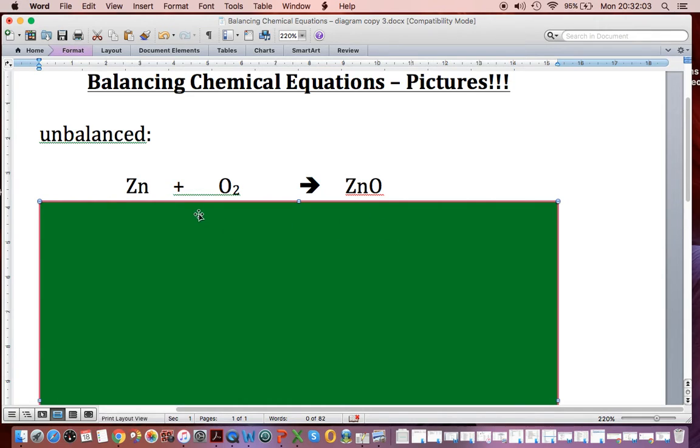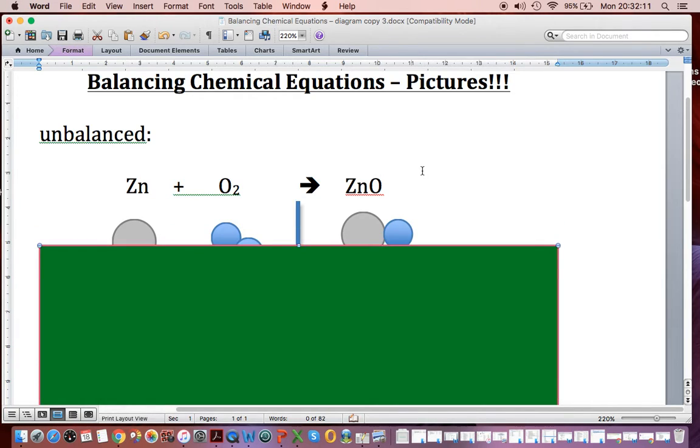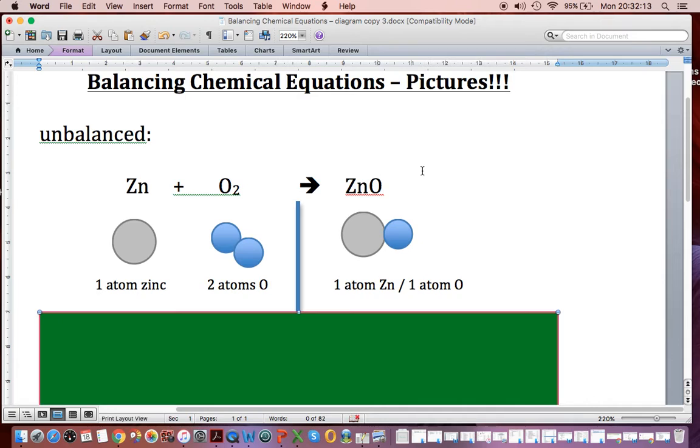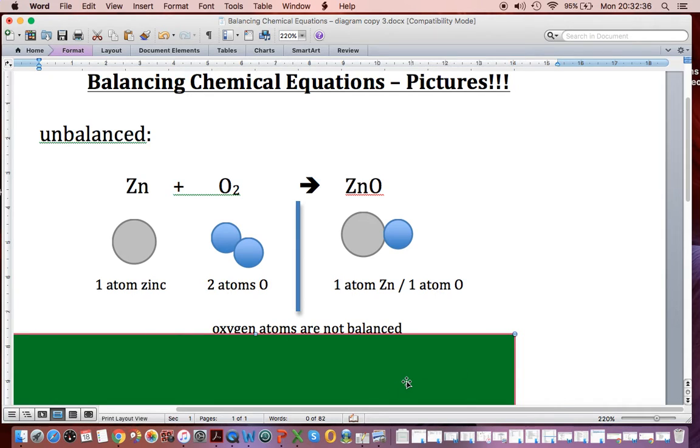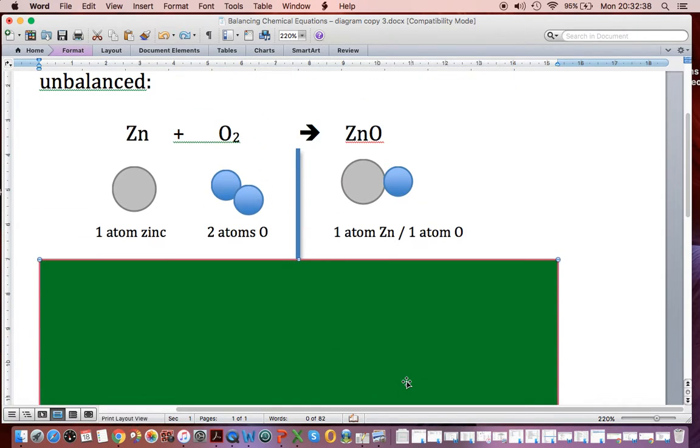So here we have zinc plus oxygen becomes zinc oxide. By now you would know that's a combustion reaction and a synthesis reaction. So what's that representing? Here's our one atom of zinc. Here's our two atoms of oxygen in an oxygen molecule. And we have one atom of zinc and one atom of oxygen. So we can see the zincs are balanced, but the oxygens are not. And that's not allowed. In a chemical reaction, the number of atoms of each element we start with has to be the same as what we finish with.